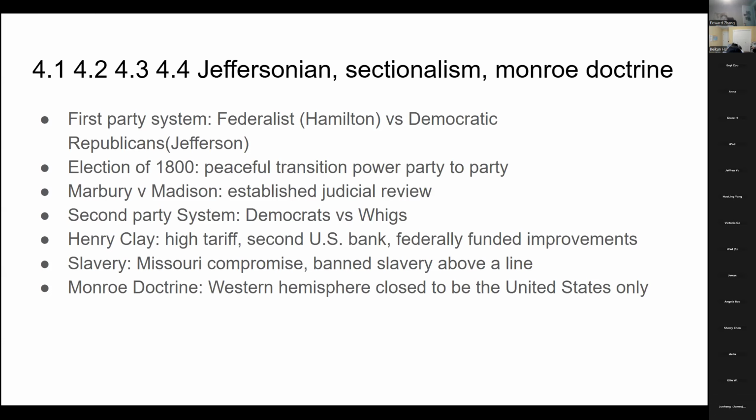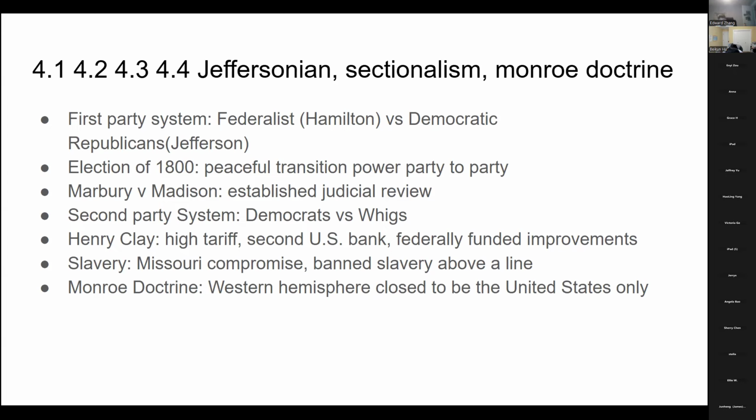So I combined the first four units. It is about Jeffersonian, Jefferson, right? Sectionalism, growing sections, and also the formation of the Monroe Doctrine, which was 4.4, but I just combined it in here because it's very simple. And the first party system, right? There's many party systems that we learn. It was the Federalists, and one of the main figures was Alexander Hamilton, and from the previous mention of the first national bank, right?